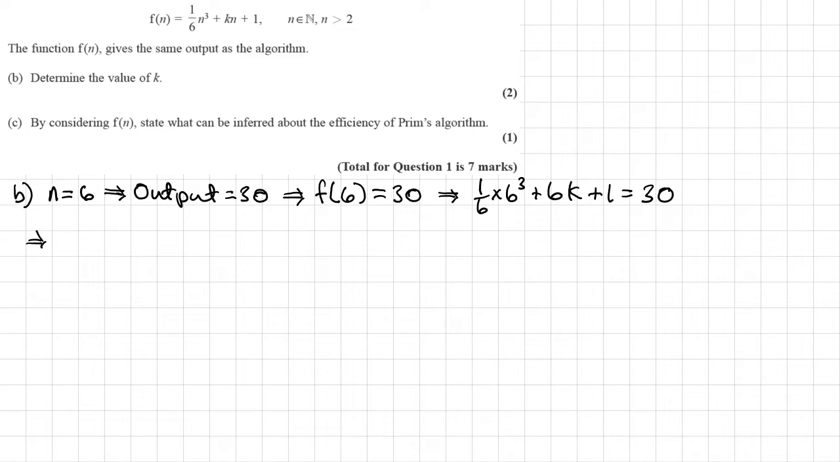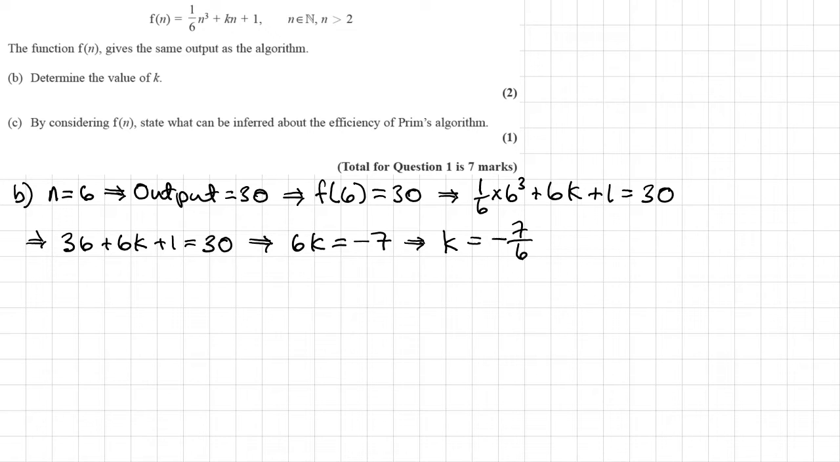So let's simplify this down. So 1/6 of 6 cubed is 36, plus 6k, plus 1 is equal to 30. So now we can rearrange this for 6k equal to, and that will give us -7, so 30 minus 1 minus 36. So that will give us a value of k of -7/6.